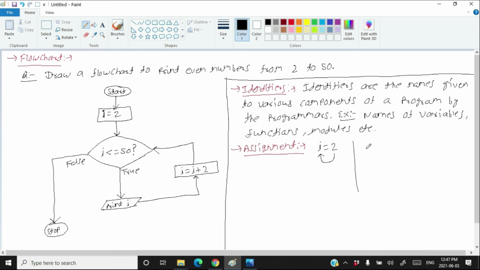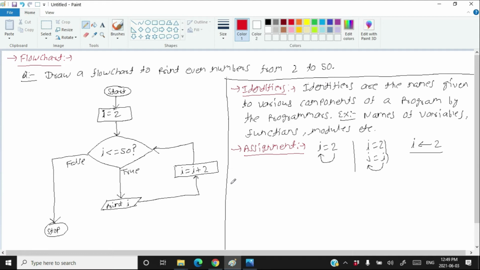Just see another example. I is equal to 2 and j is equal to I. This is also an assignment. The content of I, that is 2, will be assigned to j. Okay, so this is also an assignment. Whatever is at the right hand side will be assigned into the variable at the left hand side. You can denote assignment by writing the equal sign, or in the pseudocode you can denote assignment by writing this left arrow sign. Assignment always goes from the right hand side into the variable at the left hand side.